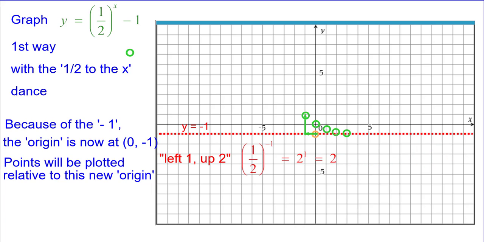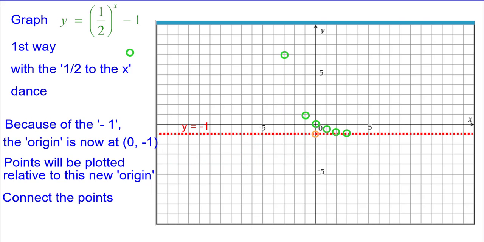Going in the negative direction, left 1 up 2, 1/2 raised to the -1 means take the reciprocal of 1/2, which is 2. Left 2 up 4 means take the reciprocal of 1/2, which is 2, and then square it to get the 4. And left 3 up 8, because 1/2 raised to the -3rd power will be the reciprocal of 1/2, which is 2, and then 2 cubed is 8.